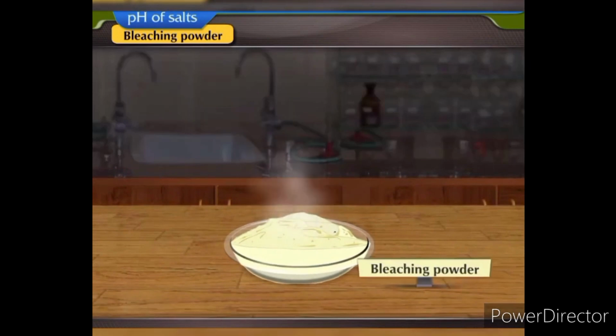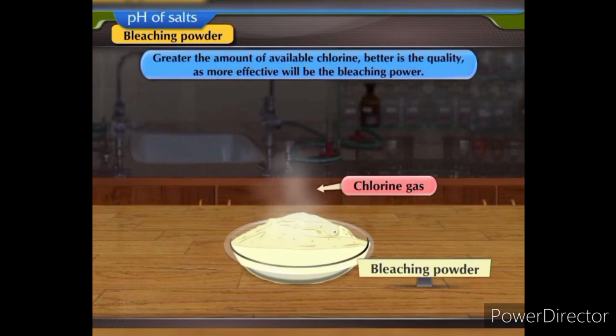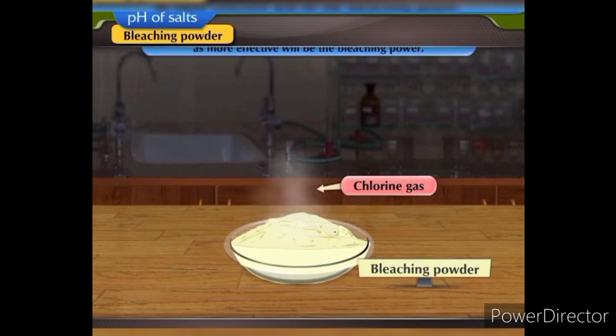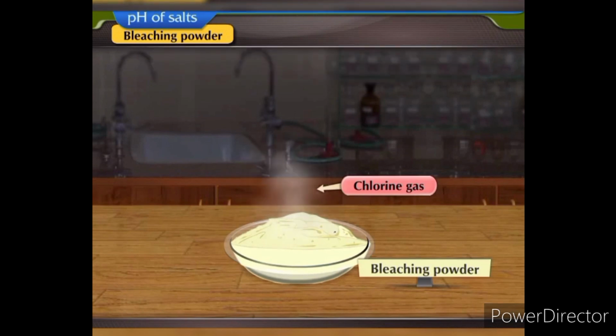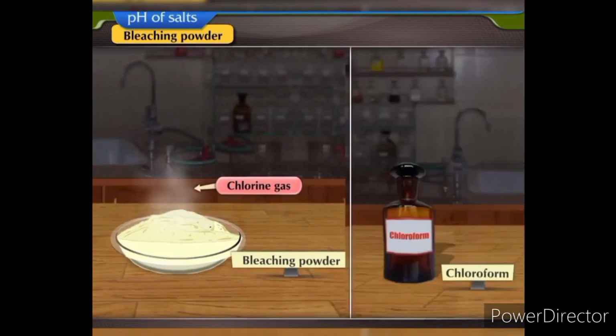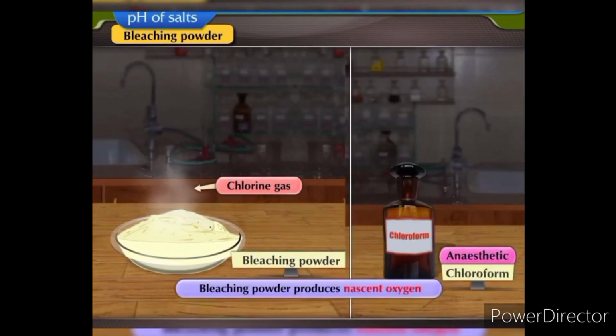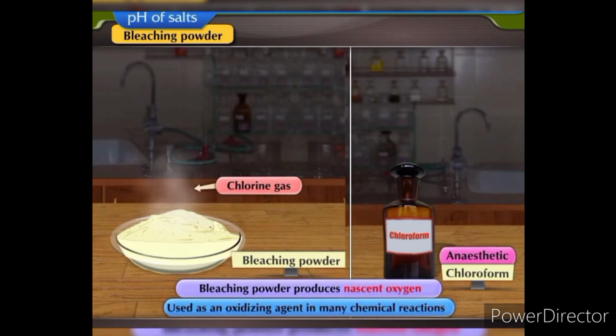The quality of bleaching powder is rated as per the amount of chlorine generated. Greater the amount of available chlorine, better is the quality, as more effective will be the bleaching power. Bleaching powder is used in the preparation of various organic solvents like chloroform, which is an anesthetic. Bleaching powder produces nascent oxygen, hence it is used as an oxidizing agent in many chemical reactions.